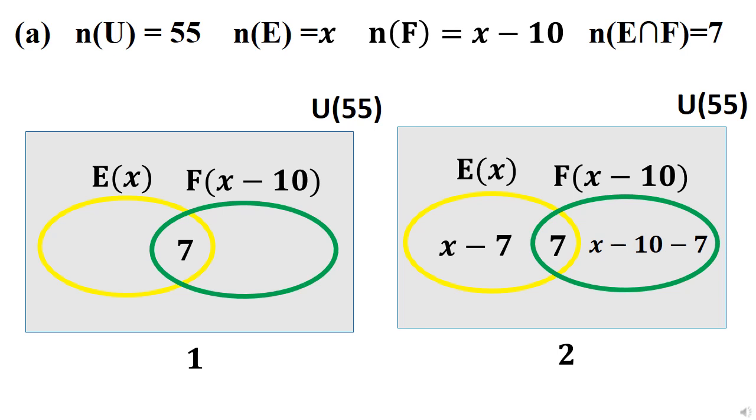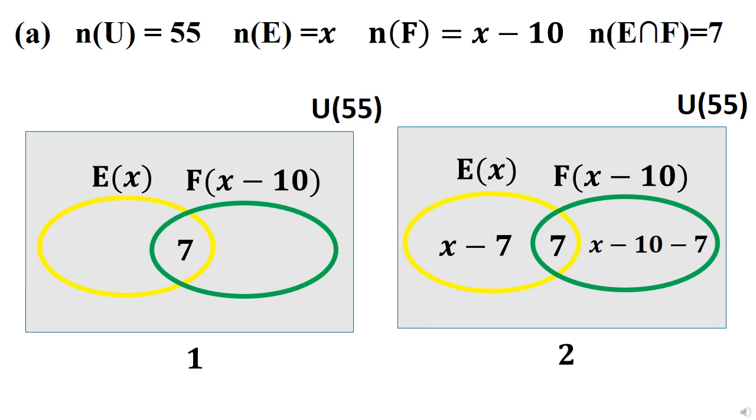Now we have E in bracket X. The number of members for English, which is X, is on top of the circle, not within, because we don't have the word "exactly" or "only" attached to English in the question given to us. That's why the set number for English, which is X, is on top of the circle, not within.